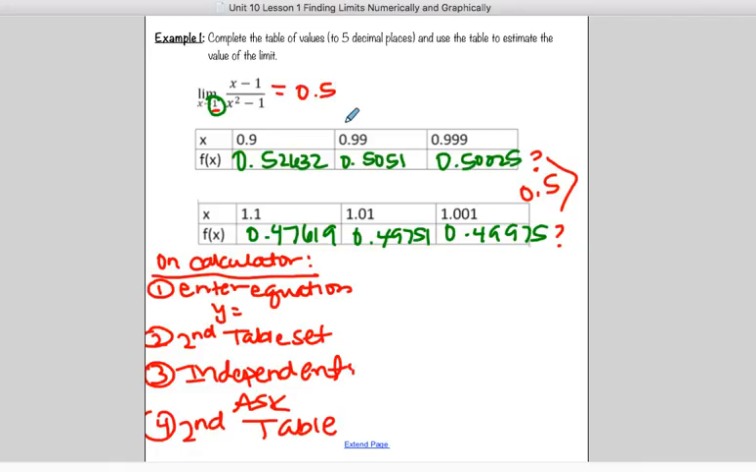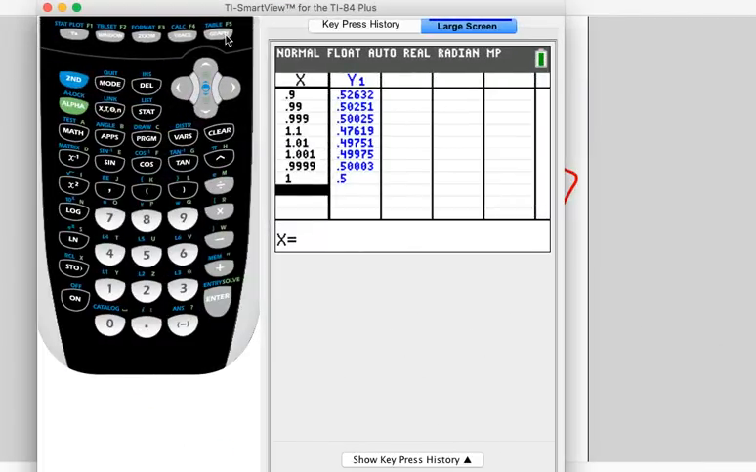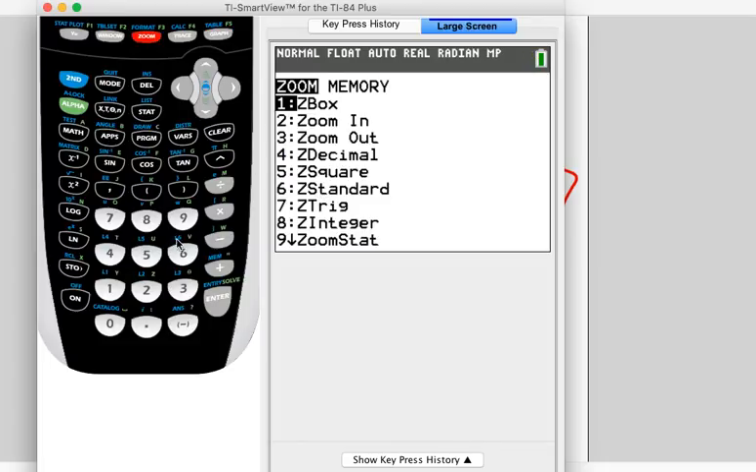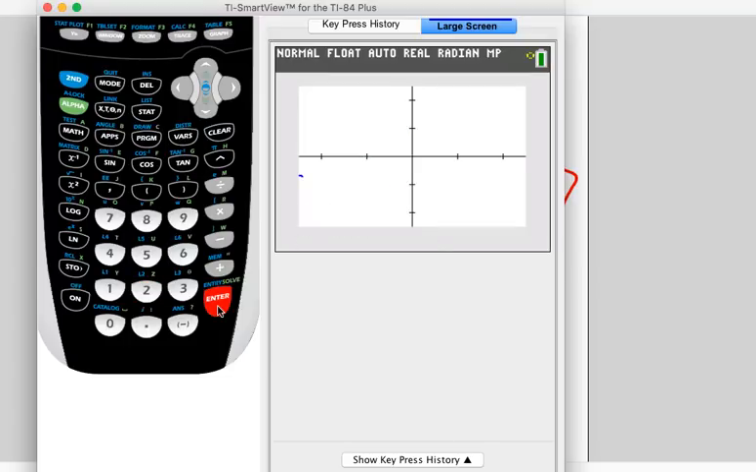Okay. So we're going to use some tables today to kind of figure it out. But you'd look at these and say, well, what's happening? Where's the trend leading us to? It's leading us to 0.5. If I go ahead and hit graph, I'm just going to look at it graphically. I'm going to even zoom in a little bit if you just want to look at my screen. Zoom in, number 2.